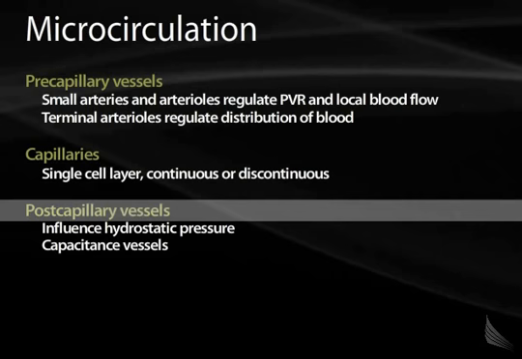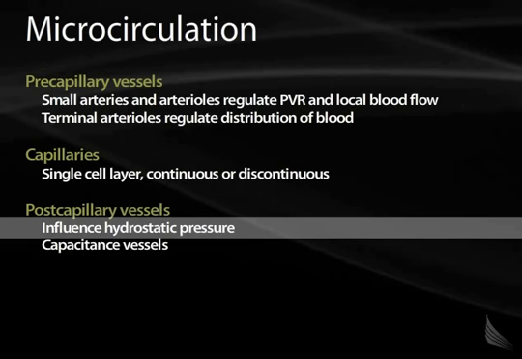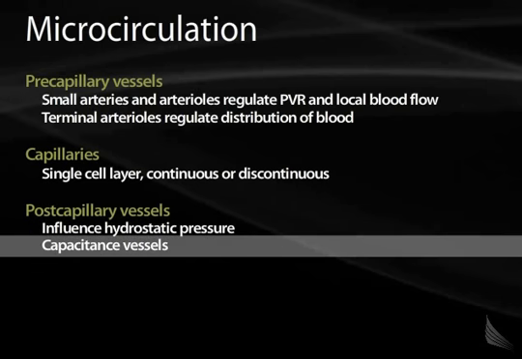Postcapillary vessels, such as small venules, are responsible for influencing hydrostatic pressure. These vessels are also known as capacitance vessels because they are able to store large amounts of blood.